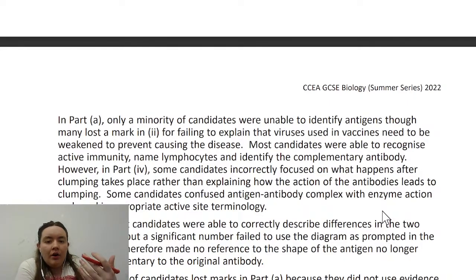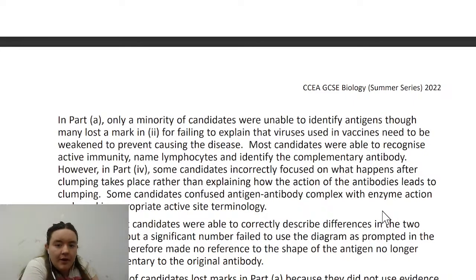And then as for the antigen-antibody complex, I didn't use that term in my answer, probably should have. But a complex is basically, in biology, a number of things stuck together.